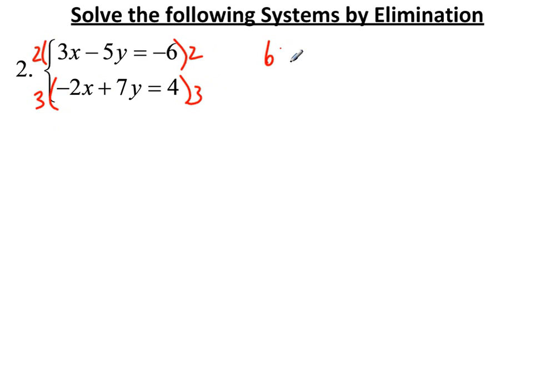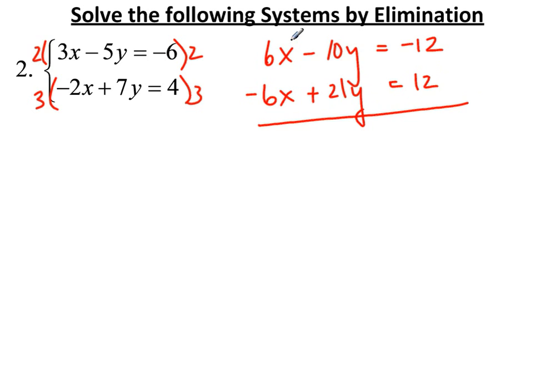And I should get 6x minus 10y. And make sure you do distribute the 2 to every term, equals negative 12. In the second equation, we get negative 6x plus 21y equal to 12. Now when I add this, 6x and negative 6x eliminate to 0. So when I add these, I'm going to get negative 10 and a positive 21, gives me a positive 11y equal. When I add this, I get 0.